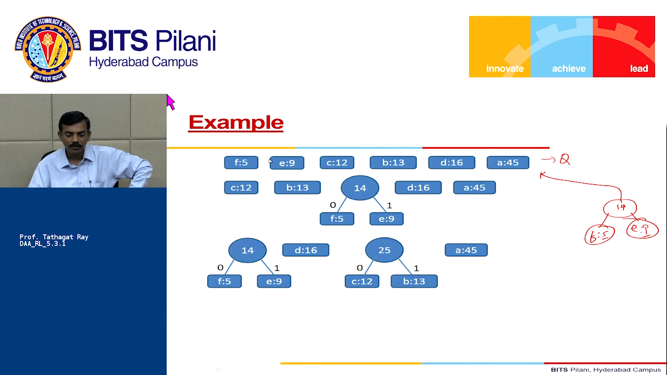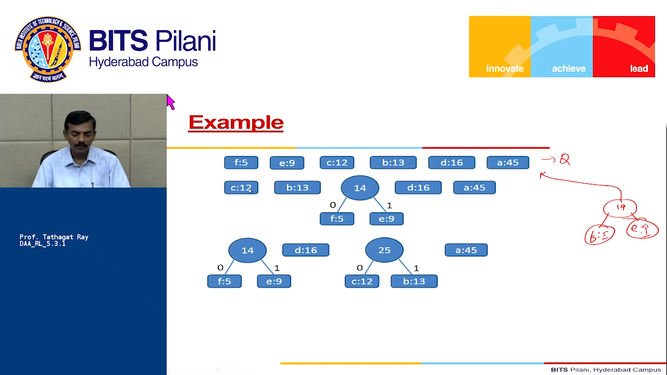Remember, whenever you are doing extract min, this 5 will be taken out. This F will be taken out. This E will be taken out as soon as you call the extract min. So they will not be there. And then you create this new node Z and you push it inside this priority queue at the right place.